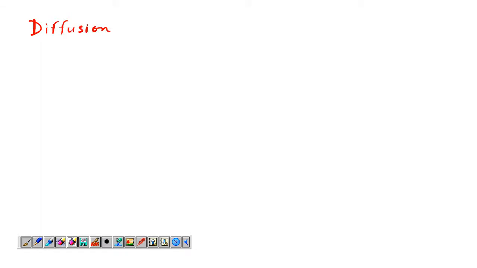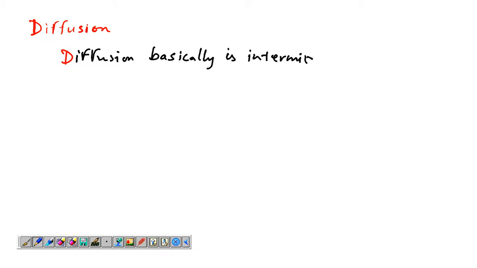Diffusion. Oh, diffusion basically is intermixing of two solutions.